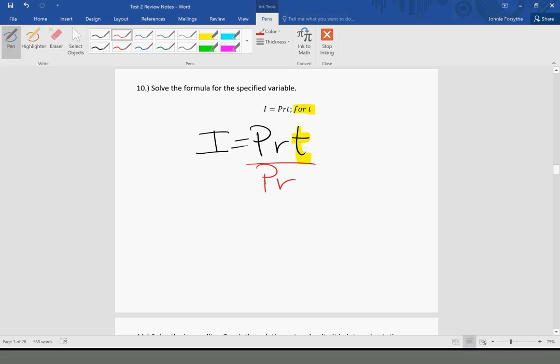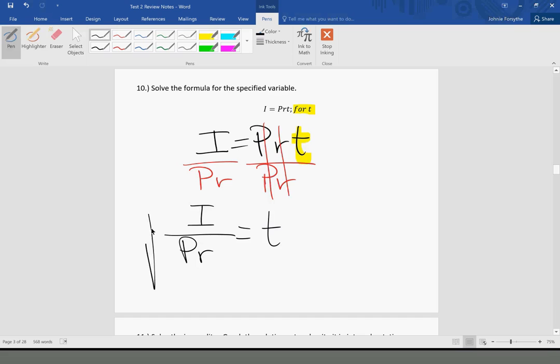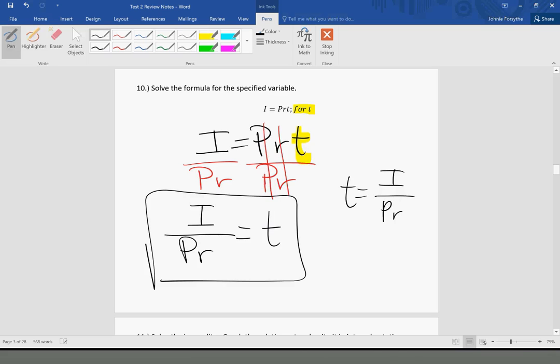So the P and the R can cancel out. But if I divide by PR on one side of the equation, I must do it to the other side as well. So the P's cancel out, the R's cancel out, and all I have left is T equals, on the left I have I divided by PR. And that was my goal, was to solve for T. That's my final answer. T equals I divided by PR.